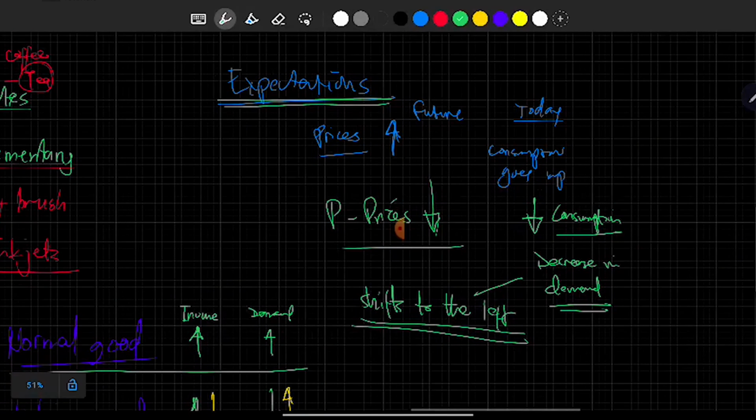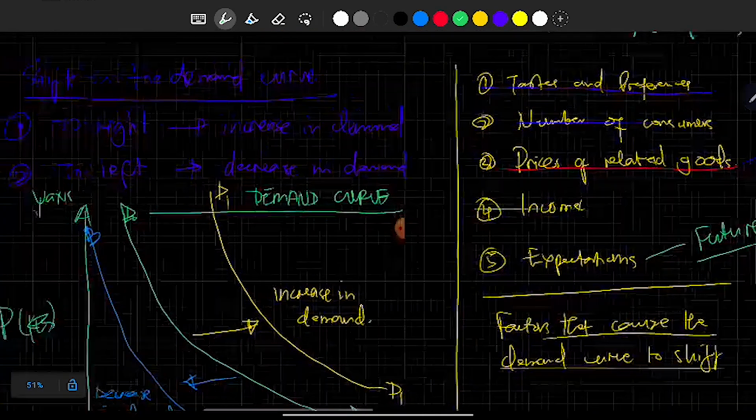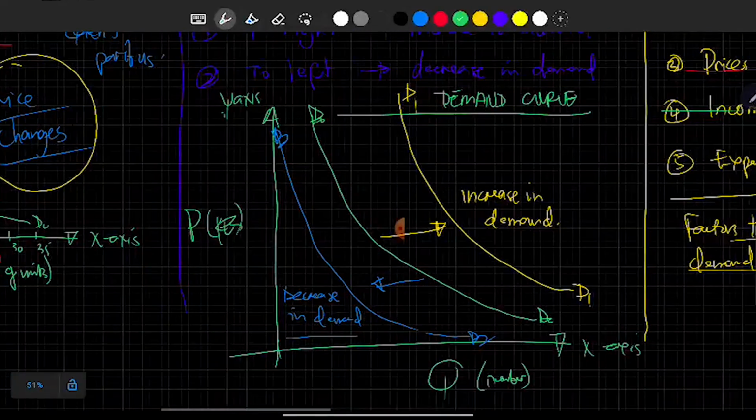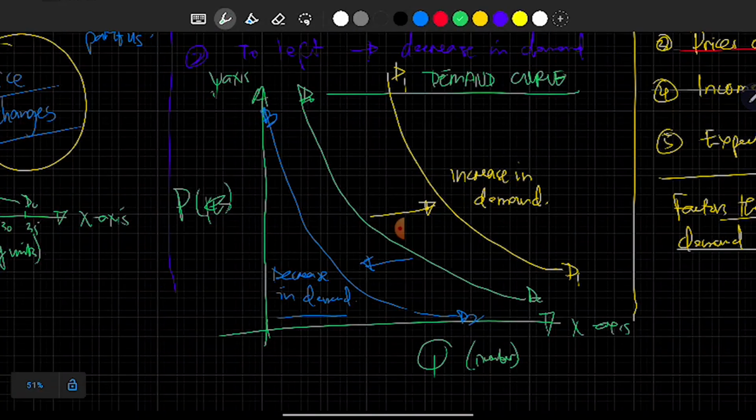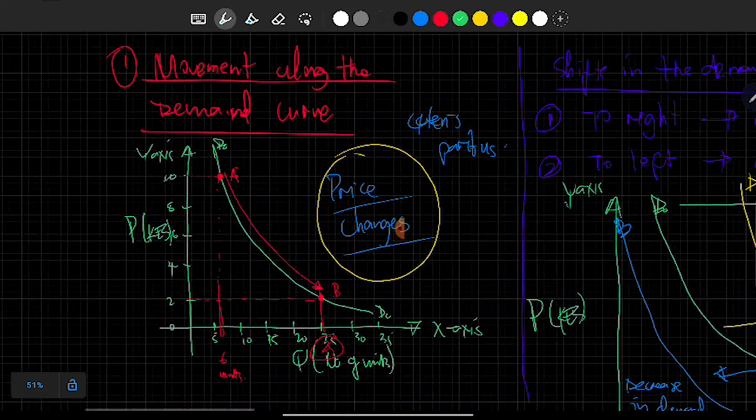So that's the distinction between a movement along the demand curve and a shift in the demand curve, which this is a depiction of. This is a graphical depiction of the shifts in the demand curve. And then we've also discussed factors that would cause the demand curve to either shift to the right or to the left. And in summary, we've seen changes in consumer tastes and preferences.